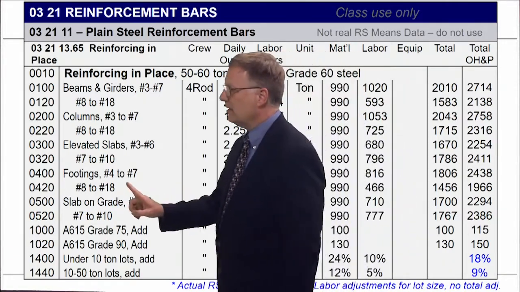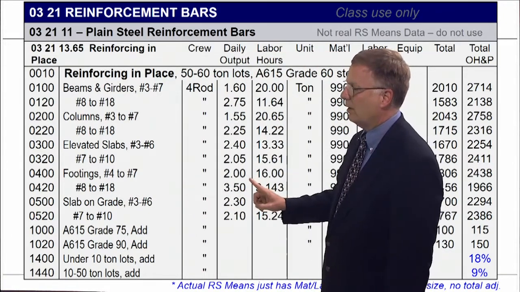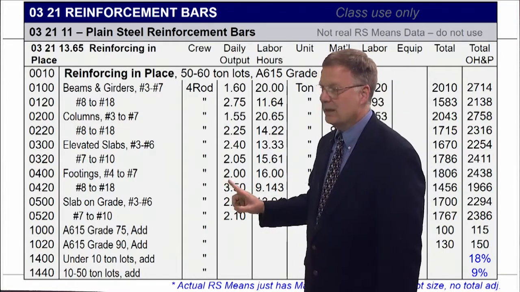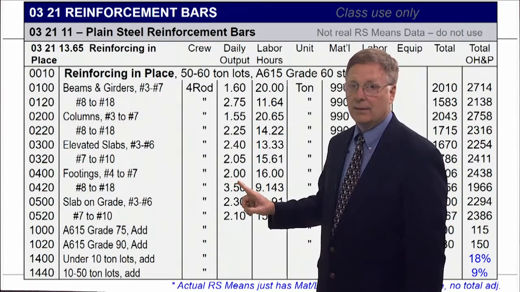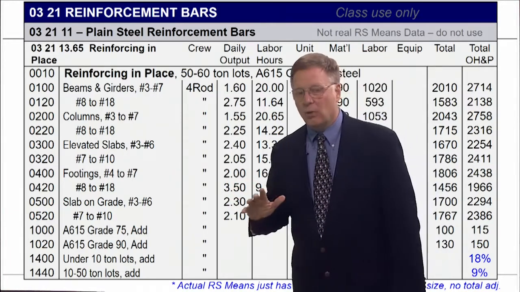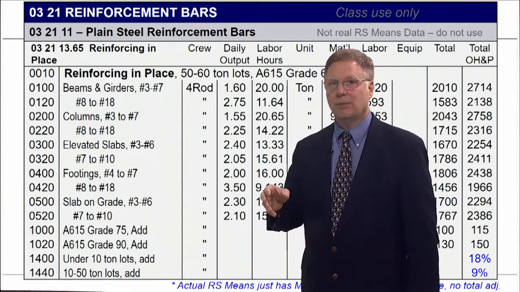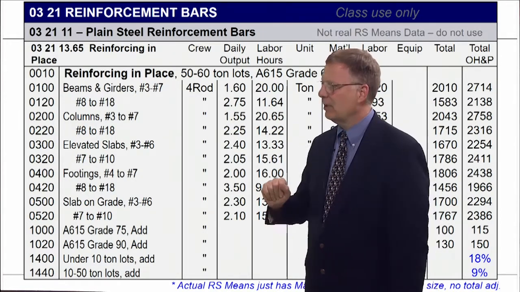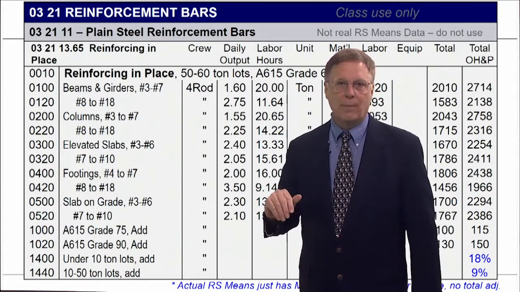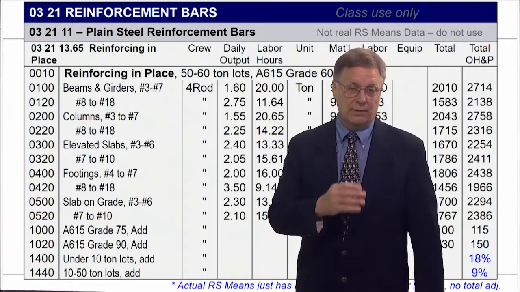So we're in the footings, number 4s and number 7s. We're going to go across here. We're going to find out our daily output is 2 tons per day. So 2 tons per day. That tells me right now, roughly, since I know I've only got 1 ton and then 0.3 or something like that tons, that I'm going to be less than a day to put together the rebar. And it was 2.5 days for footing formwork.